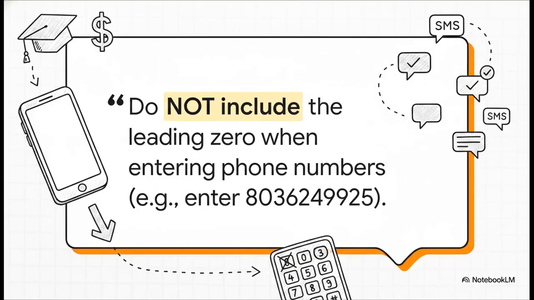And speaking of phone numbers, this is another really crucial point straight from the manual. When you enter a phone number, you have to leave out the first 0. So, it's 803, not 0803. This exact format is what makes the automated SMS receipt and alert system work properly, so it's a big deal.